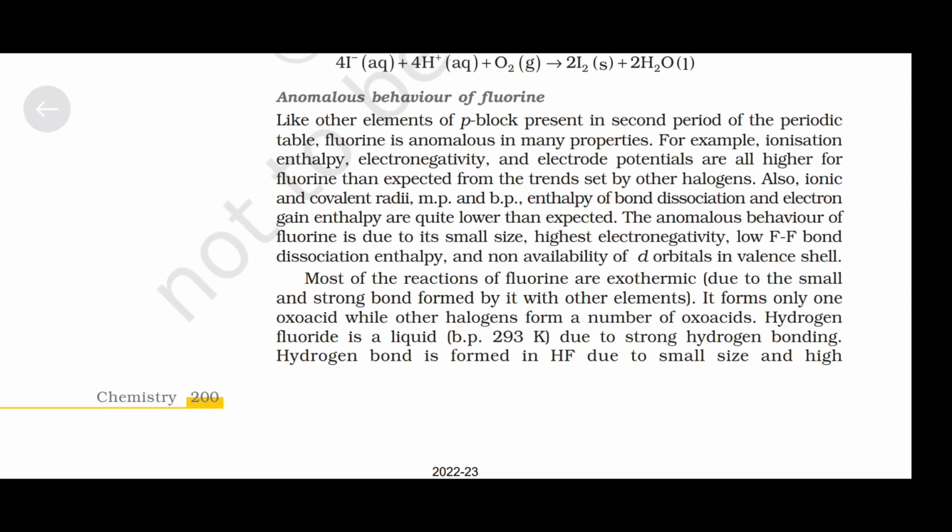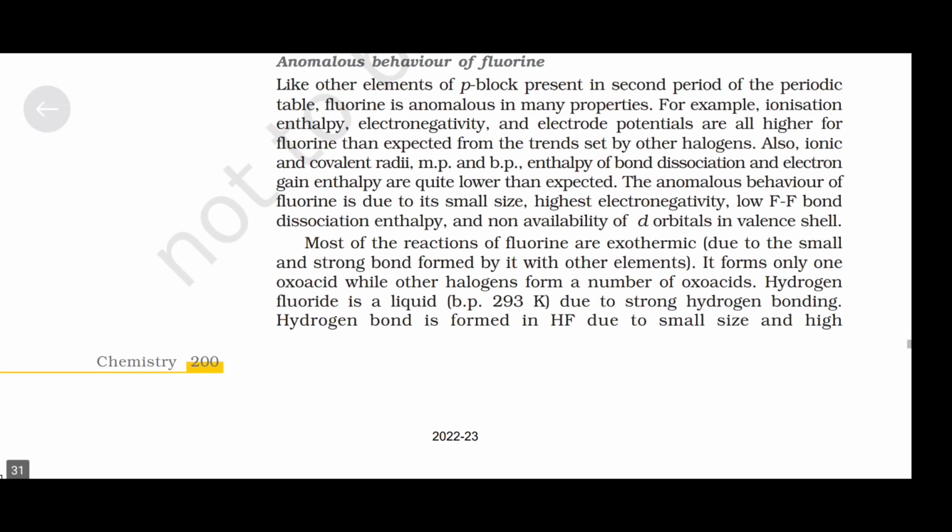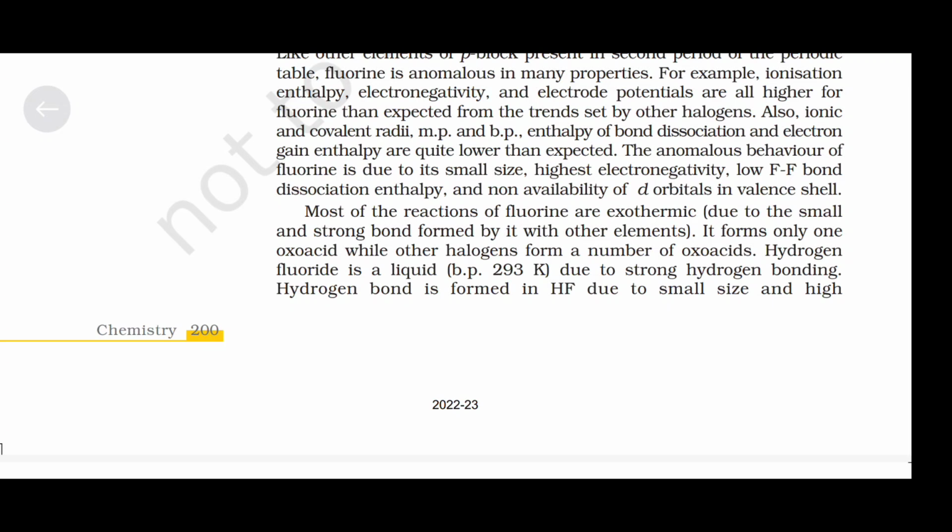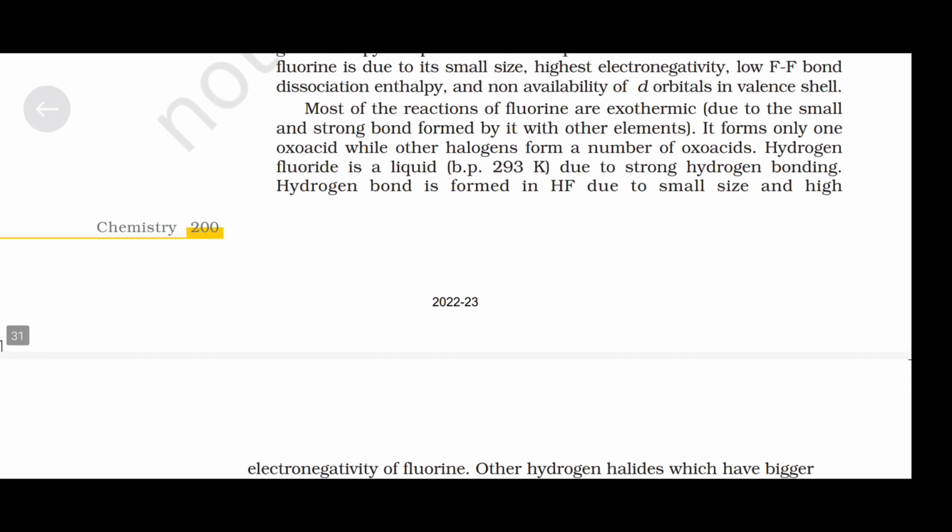The anomalous behavior of fluorine is due to its small size, highest electronegativity, low fluorine-fluorine bond dissociation enthalpy, and non-availability of d orbitals in its valence shell. Most of the reactions of fluorine are exothermic due to small and strong bond formed by it with other elements. It forms only one oxoacid while other halogens form a number of oxoacids.